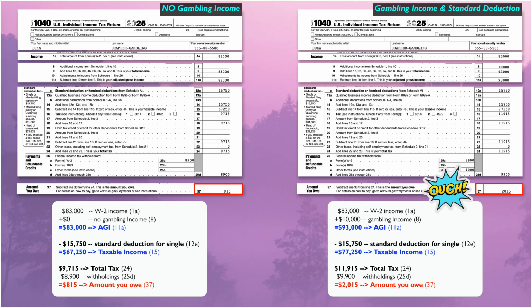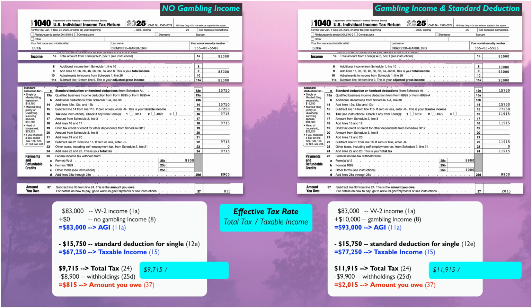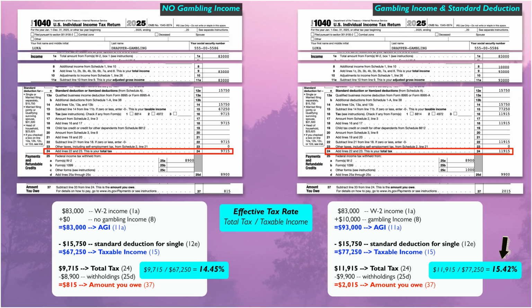Ouch. The best way to compare two tax scenarios is by looking at the effective tax rate, your total tax divided by your taxable income. For Luca, the rate goes from 14.45% without gambling income to 15.42% with it. He would pay $2,200 more in total tax for the year, which is a real difference.